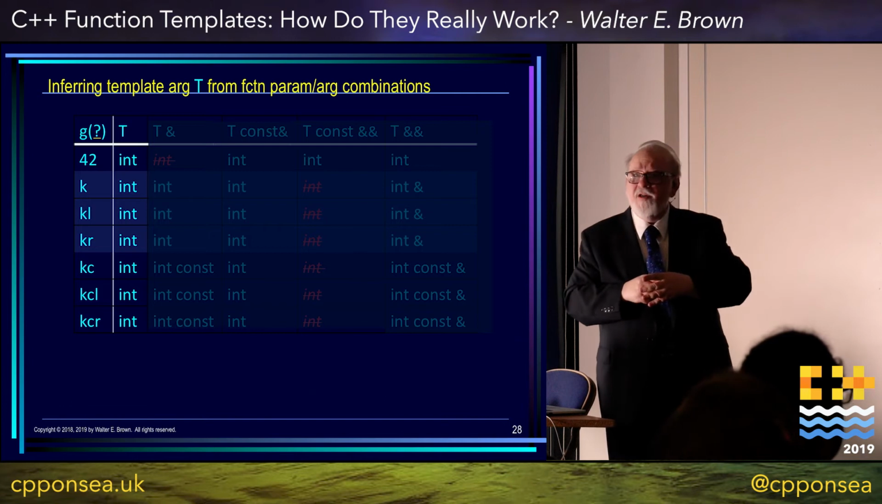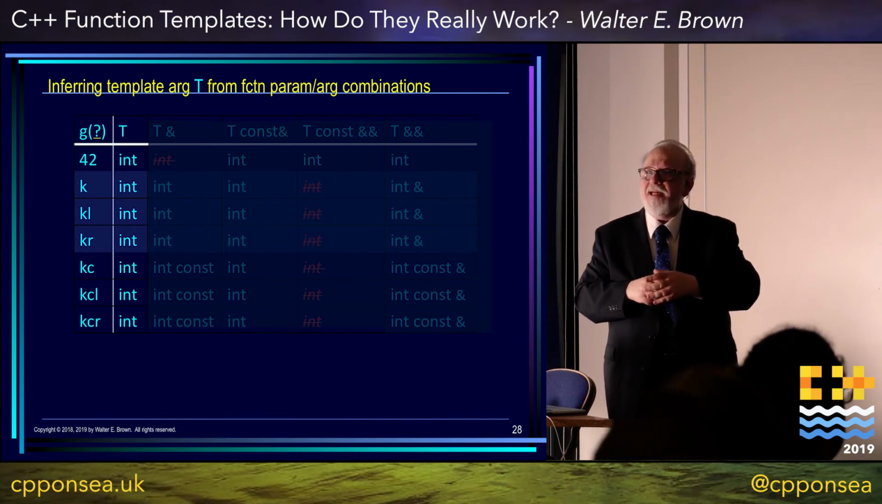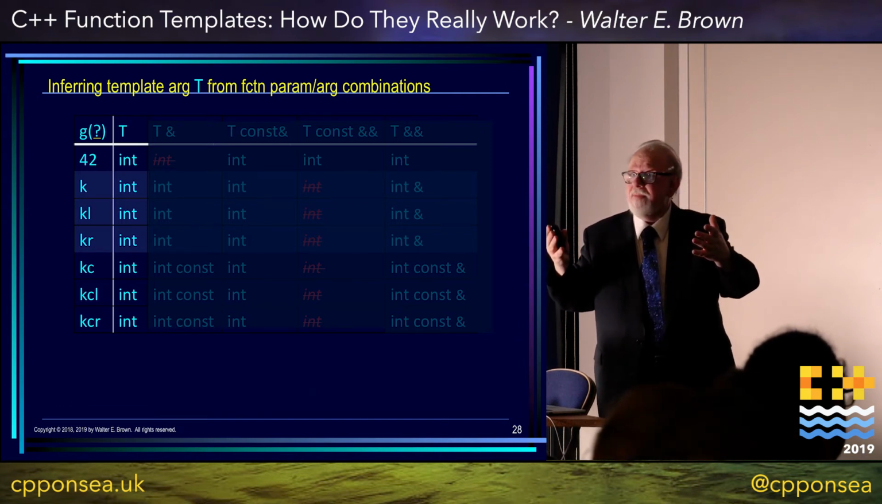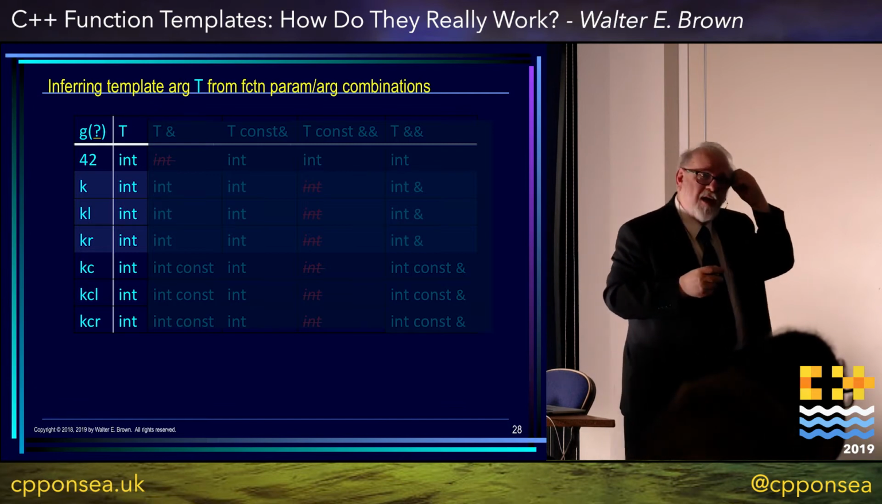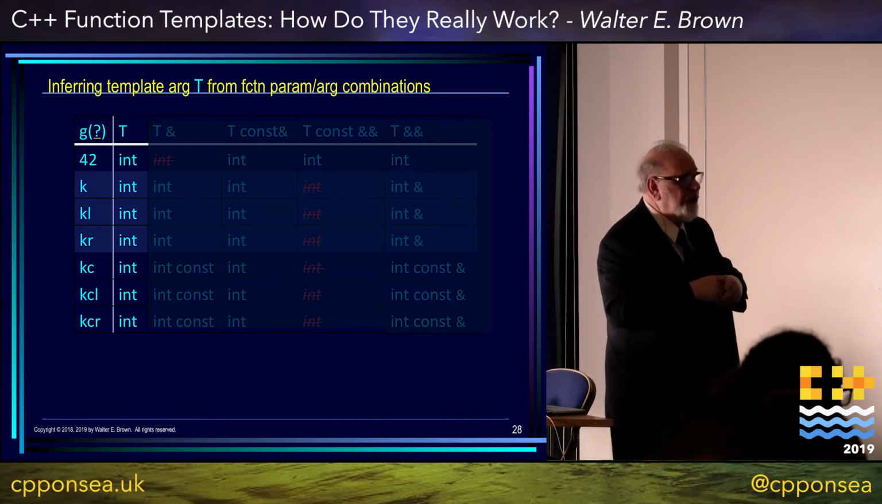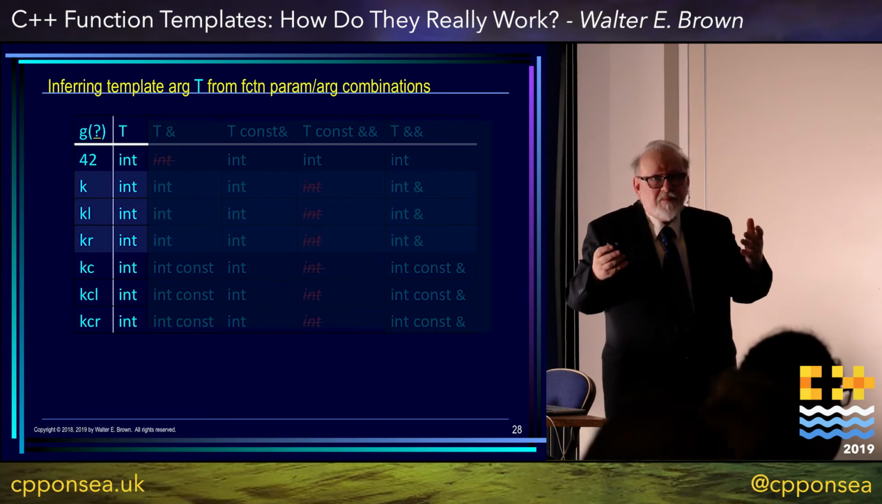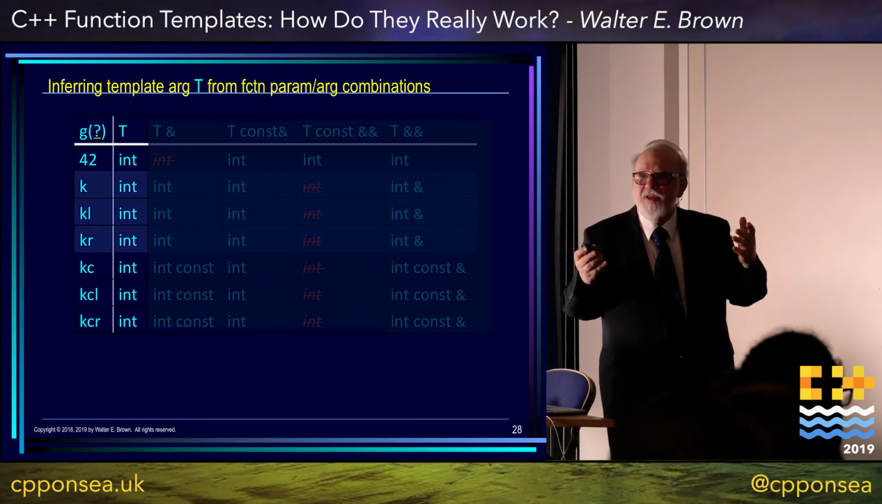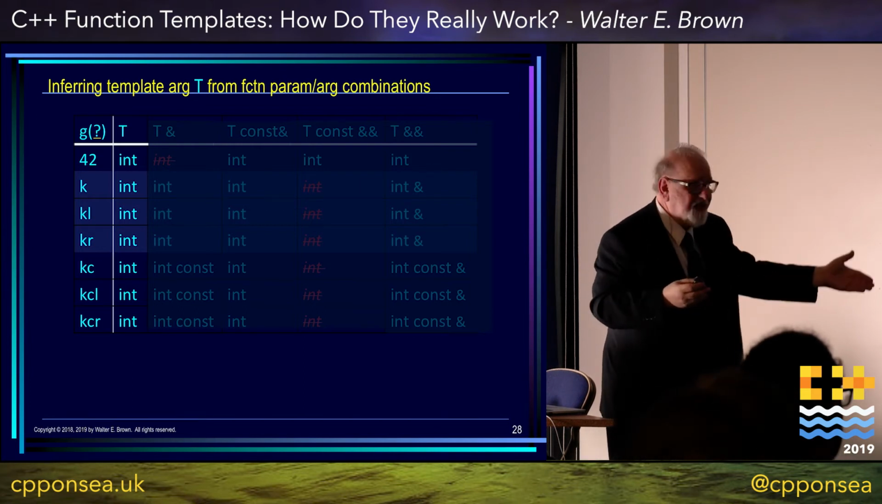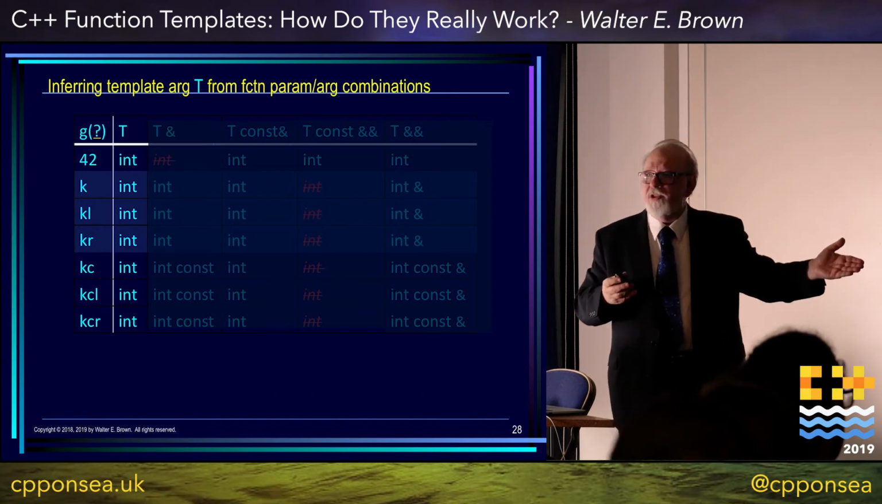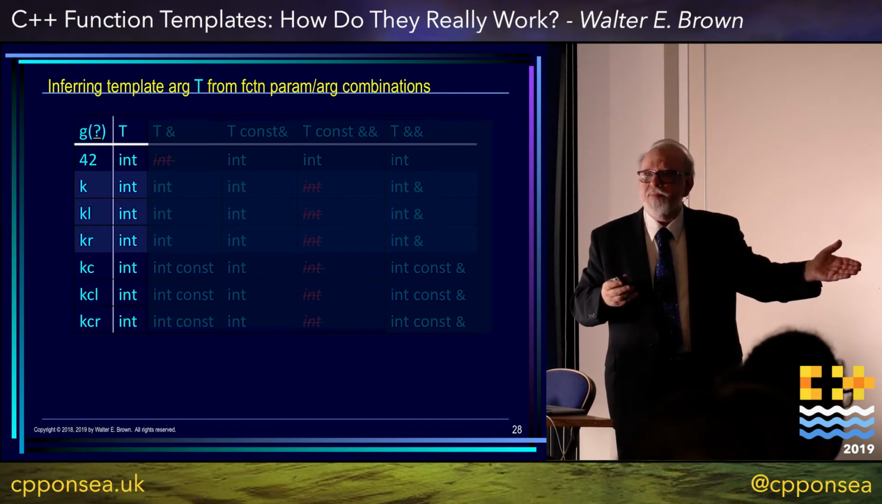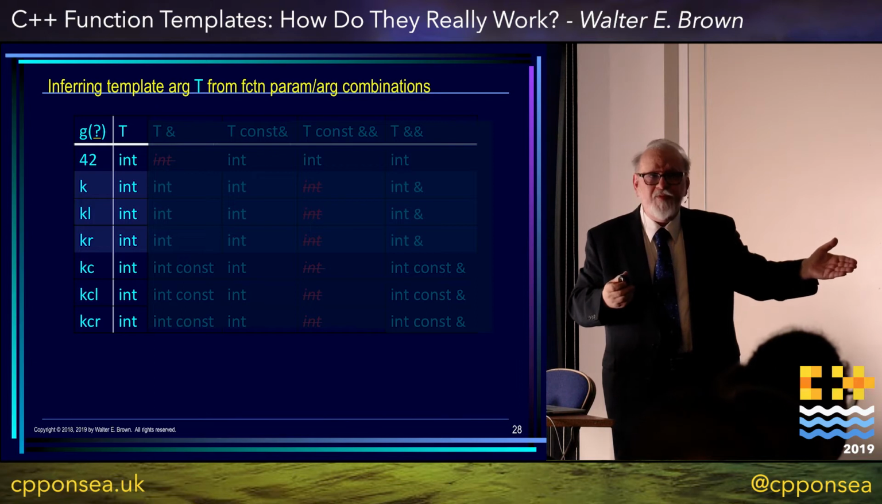So if the function parameter is a simple T, that's call by value. All right? So if I call with argument of 42, it's an int. It's just a copy of the int. In fact, in every one of these cases, T will deduce as int. It's called by value. Very straightforward.